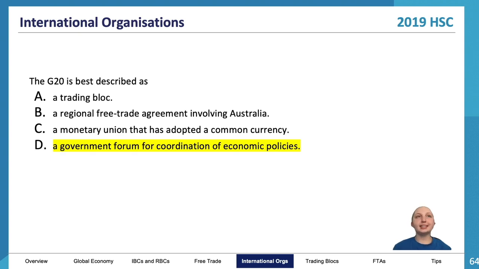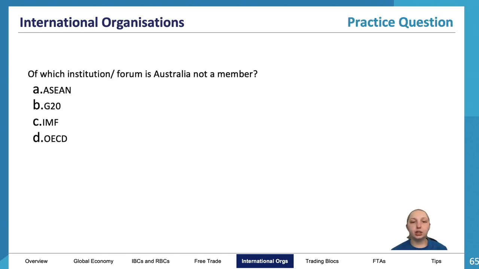Alrighty, so the answer to this one is D. The G20 is best described as a government forum for the coordination of economic policies. And a second practice question, of which institution or forum is Australia not a member?